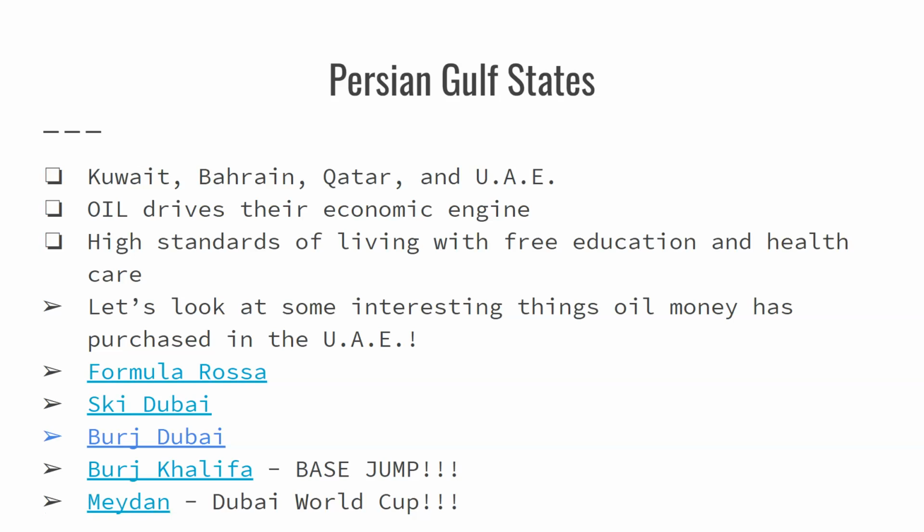Speaking of interesting things that are used with oil money, here are some examples. Formula Rossa is the fastest roller coaster in the world, and you'll find all of these in the U.A.E. Within a shopping mall is an artificial ski resort where you can go skiing in the U.A.E. You'll also see some of the tallest buildings in the world, including the Burj Dubai, as well as the Burj Khalifa. And you'll also see attempts at the Dubai World Cup and bringing soccer through Maidan.